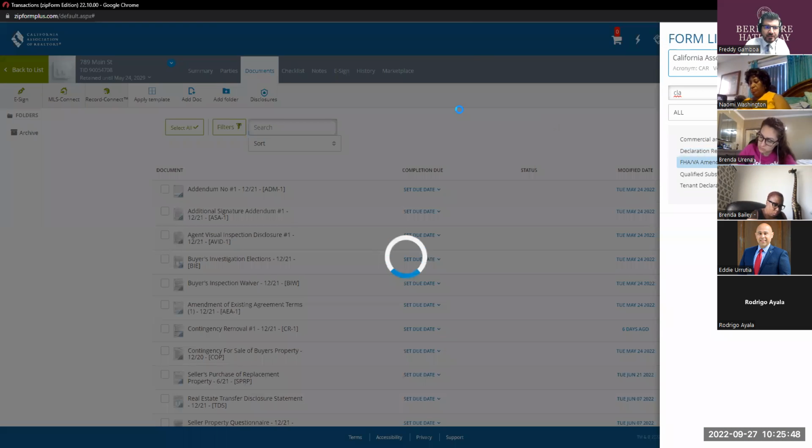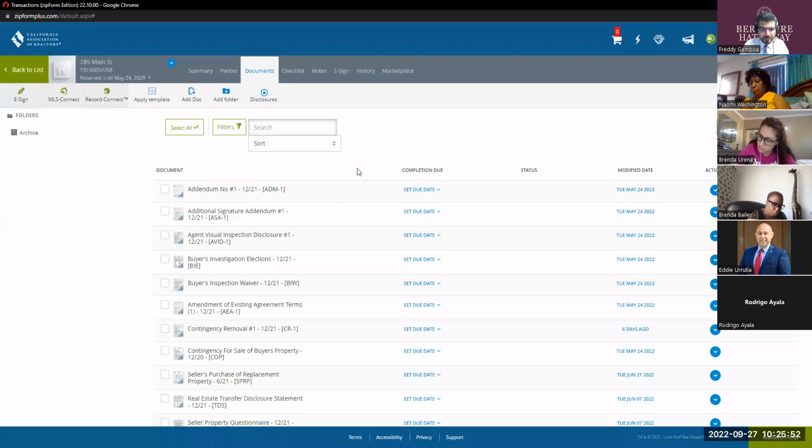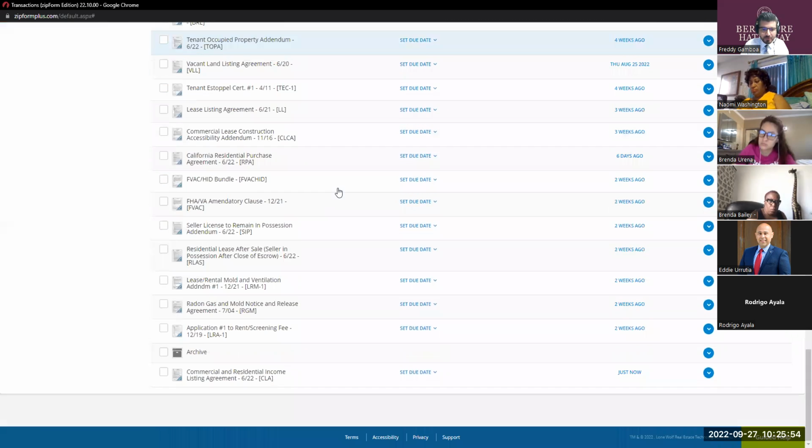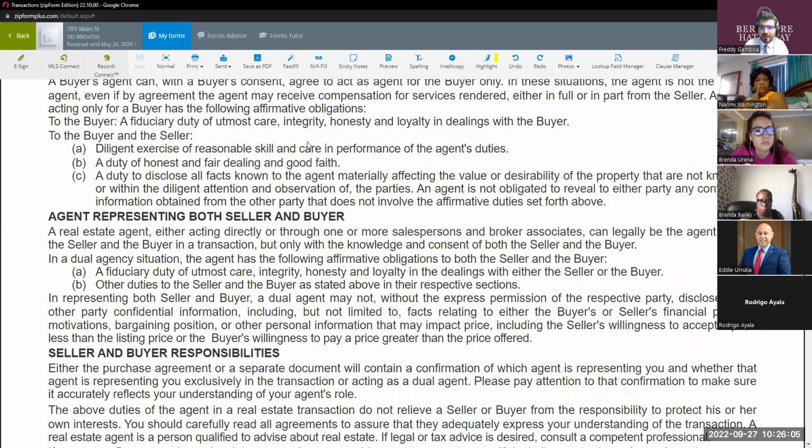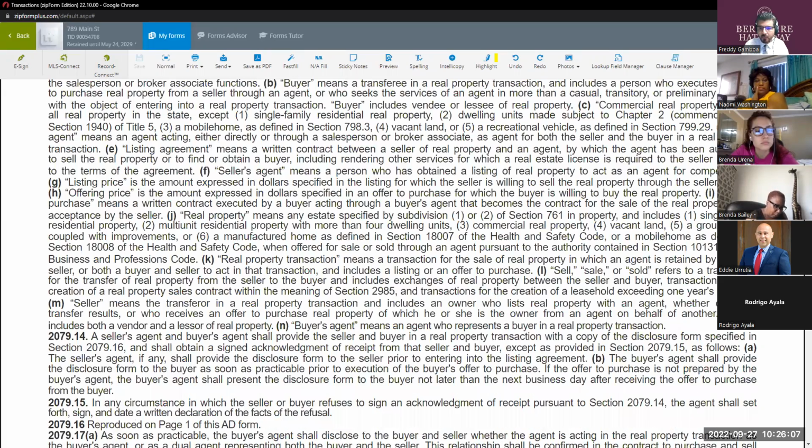Because I've seen this in our Skyslope, most of you list a multi-unit property and just put it on the regular listing agreement. Again, that's not the proper disclosure or contract to use when it comes to 1 to 4 units.